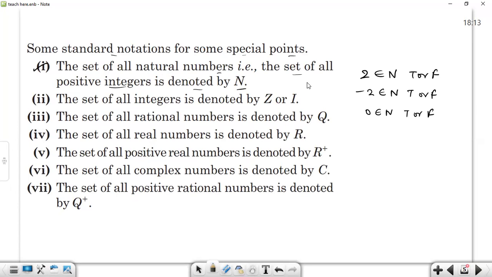So the set of all natural numbers, all positive integers, is denoted by N. Now the question is whether 2 belongs to N, that is, whether 2 is an element of N. N is the set of all natural numbers, written as 1, 2, 3, 4, 5, 6, and so on. So this is the set N. Now we have to tell whether 2 belongs to N or not.